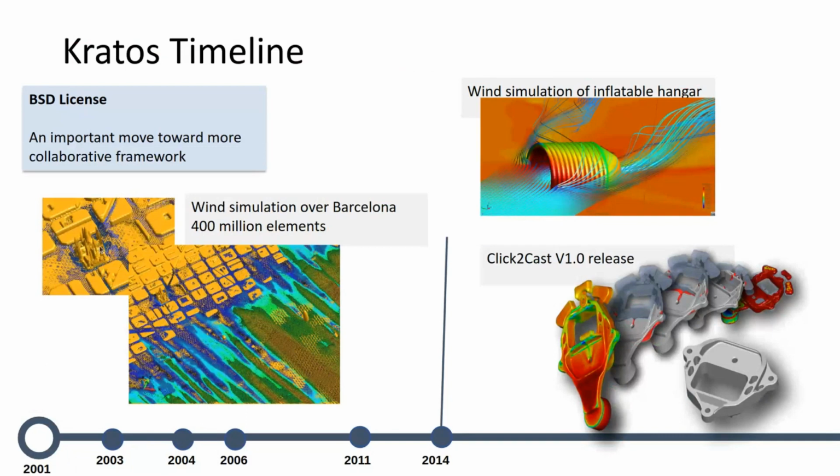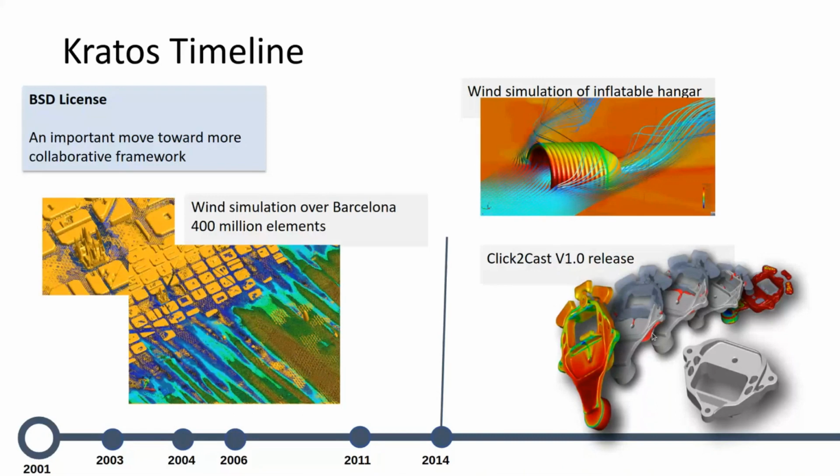You can see here the Sagrada Familia, and the code changes the license. Now it's completely open. Now it's a BSD license. Now anyone can change it. Anyone can use it even for commercial purposes, and they don't even need to tell us. It's fully free. So now wind simulations create structure interaction in these inflatable structures, and they start working on casting. This is the Click2Cast, which is based on Kratos, and up until now it's successful.